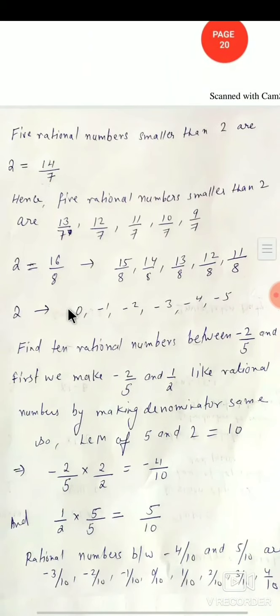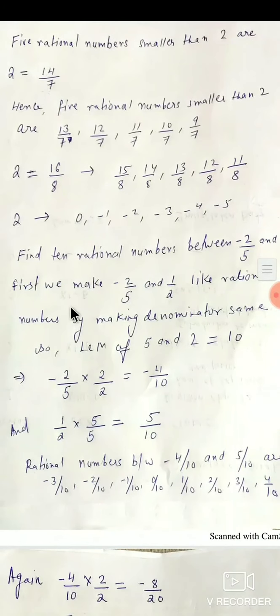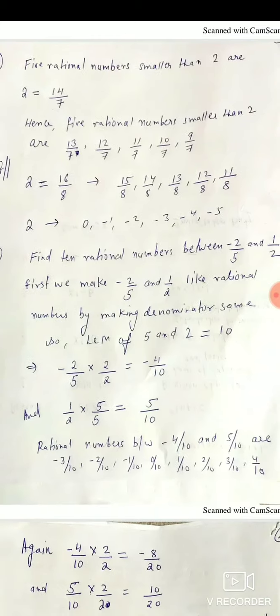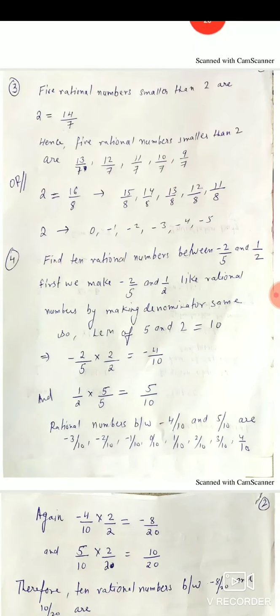What do we have to do in question number 3? We have to write down 5 rational numbers smaller than 2. Any 5 rational numbers we can write down, because 2 can be written in the form of 2 by 1. So basically the answer can also be 0, minus 1, minus 2, minus 3, minus 4, minus 5, any, because they all can be represented in the p by q form, that is minus 5 by 1, minus 4 by 1.